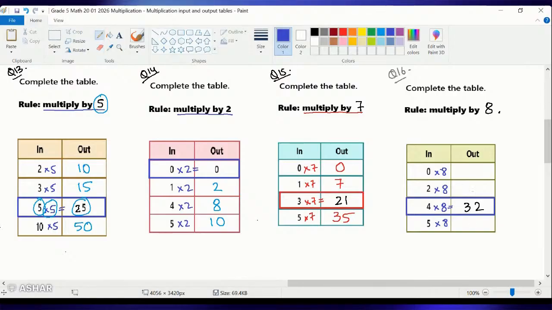0 multiplied by 8 should be a 0 because it's being multiplied as 0. 2 multiplied by 8 would be 16, and 5 multiplied by 8 should be 40. Okay, so this is the basic multiplication where we are trying to find the rule to complete the tables.